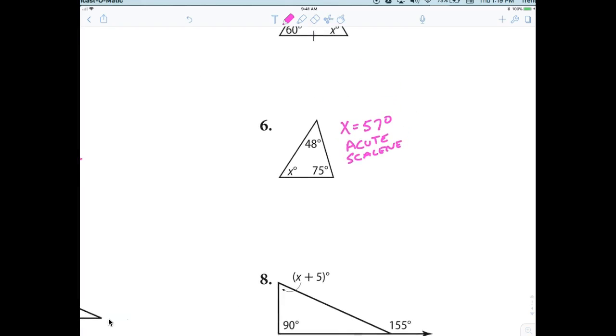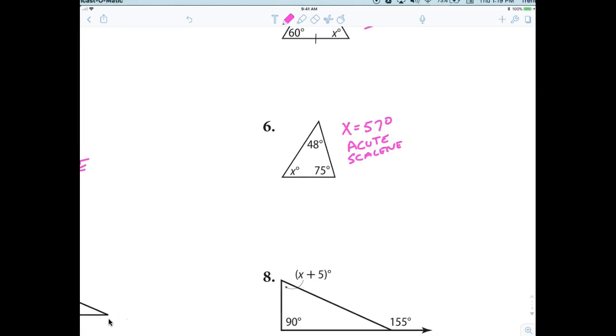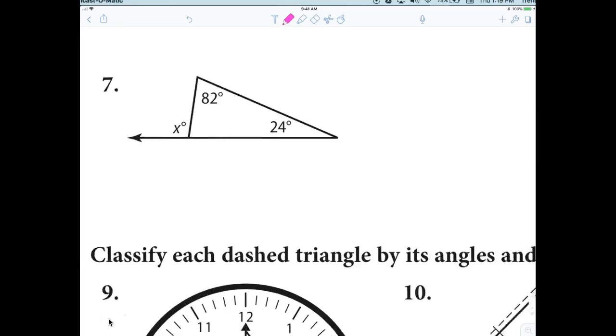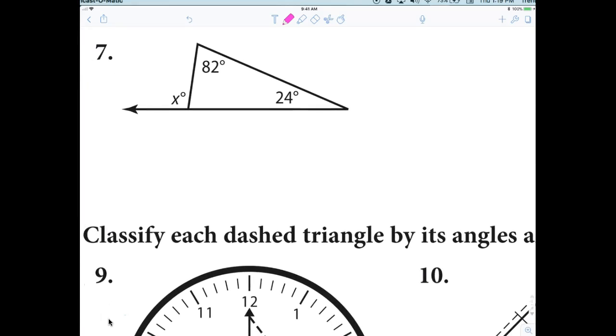All right. 57 degrees, acute, and scalene. All right, now let's take a look at question number 7. A little bit harder now. Question 7 is a little bit harder.